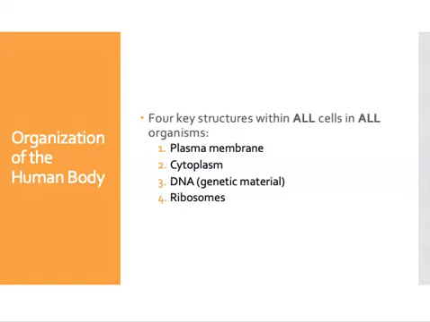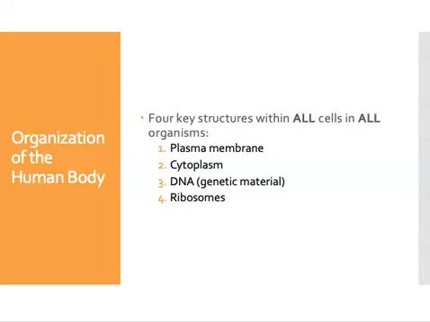On this slide, we have another list. This list shows us the 4 things that all cells have in common with each other. So remember that there are organisms that are composed of one cell, and there are organisms that are composed of many, many cells, like human beings are. But when we get down to the cellular level, it doesn't matter what organism you're talking about. There are 4 things that all cells have in common with each other.